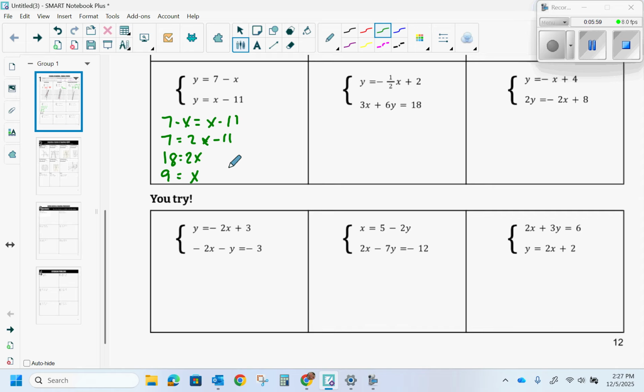But I'm not done. So x is 9. Here, it doesn't matter which equation to plug it into. Let's say I plug it into the first one. 7 minus 9 is a negative 2. I can check down here too. If I put a 9 right here, 9 minus 11 is a negative 2. So these two lines intersect at (9, -2). They have no other points in common. Two lines can only intersect at one spot or all the spots, all the points.